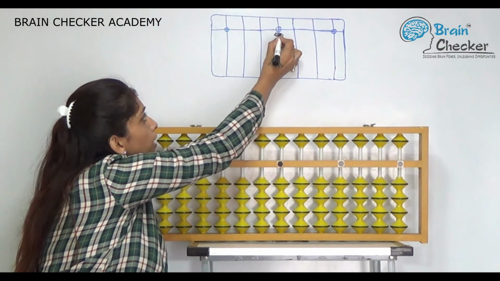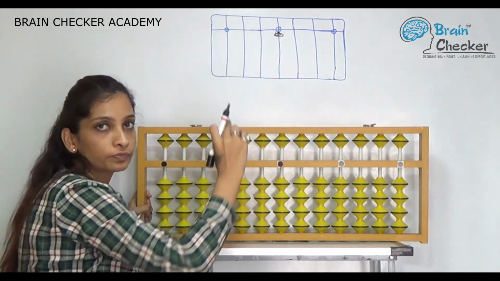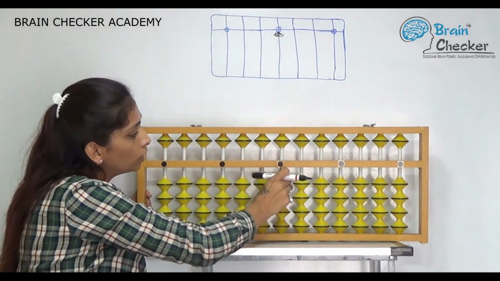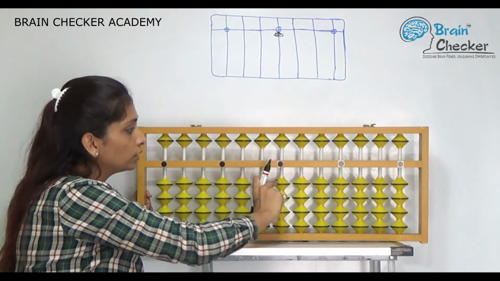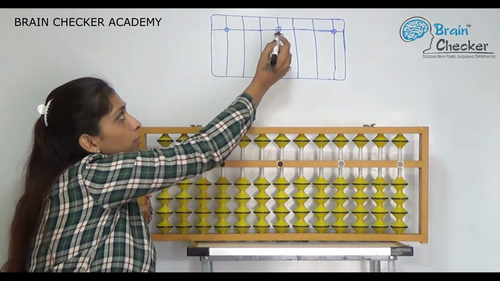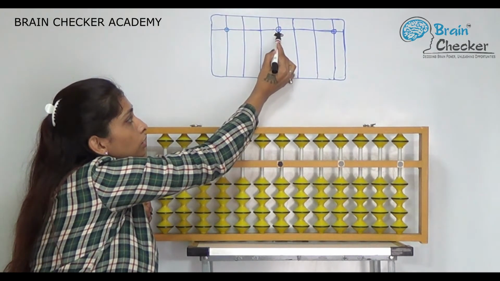This bit should touch the unit rod or the middle bar. The reason is, if the bit does not touch the middle bar, it will not have a value. The value becomes 0. So for that purpose, we will draw a bit 1 here.